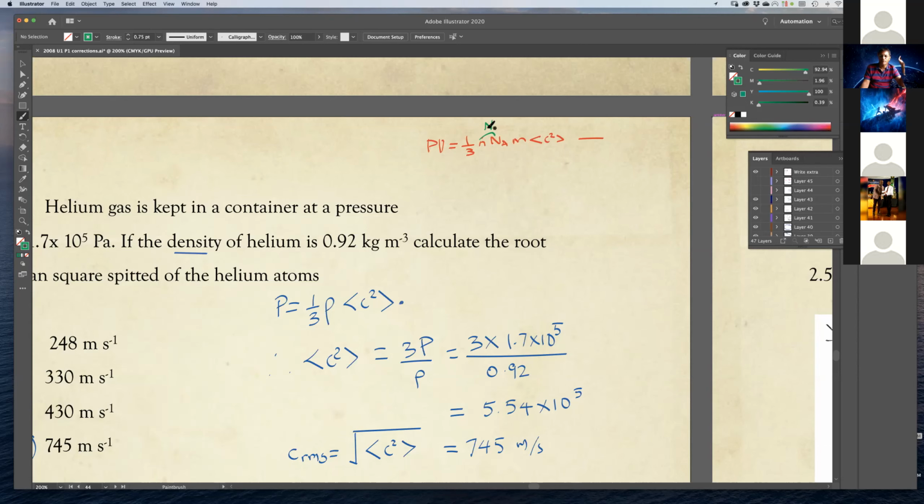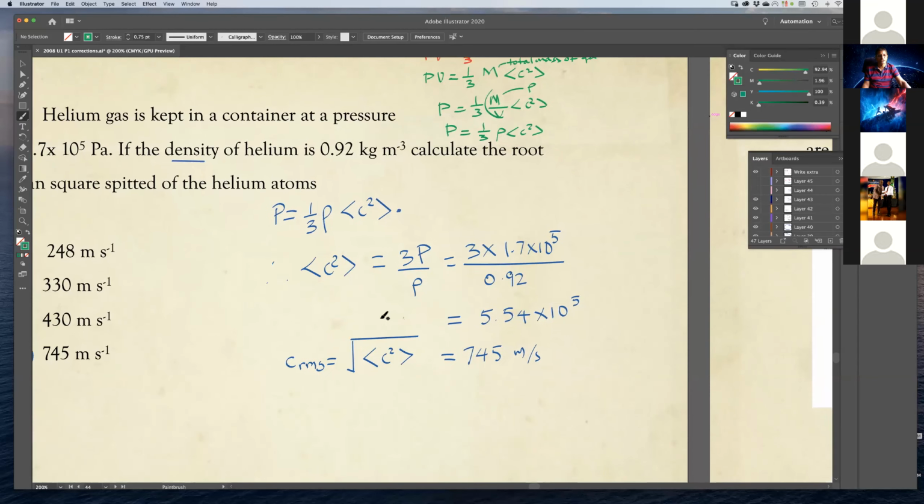And if you multiply the number of molecules in the gas by the mass of each molecule, it will give you the total mass of the gas. M is the total mass of the gas. And of course, the C squared is called the mean square speed. As PV is equal to 1/3 M C squared, if I bring V to the denominator, then P is equal to 1/3 M over V times C squared. M over V, we know that is density. So we get P is equal to 1/3 rho C squared.